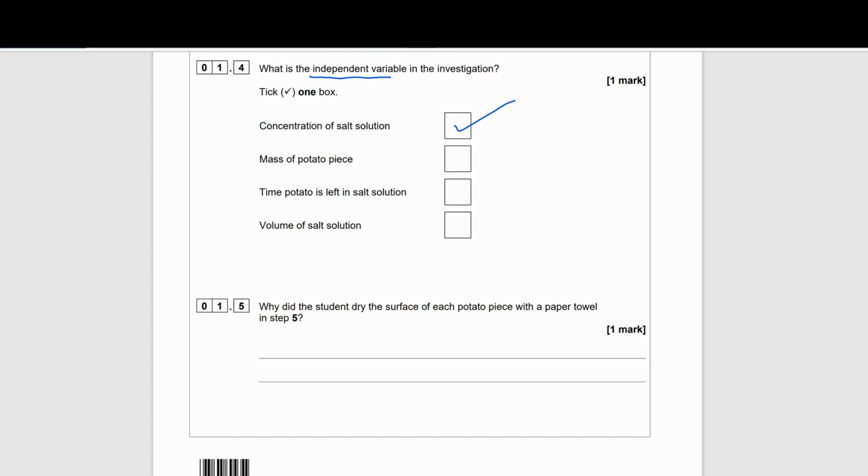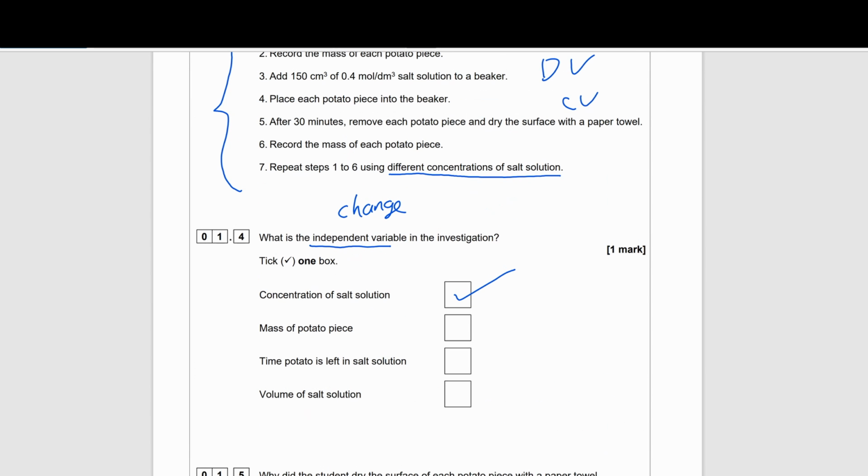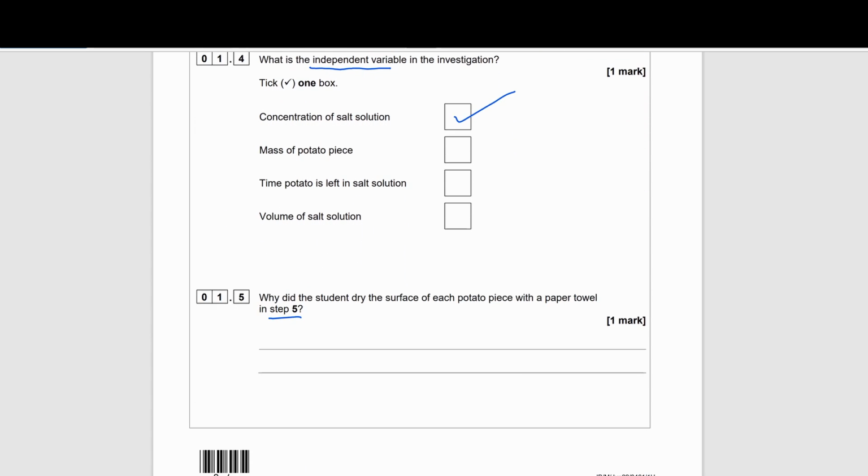1.5, why did the student dry the surface of each potato piece with a towel in step 5? So we're going back to step 5, dry the surface with a paper towel. Well, if we take out our potato pieces from our solutions, they're going to have some water on its surface. And we don't want to measure that water or solution because that will affect the reading on the balance. So it should be to remove excess water. Should be able to get away with solution.